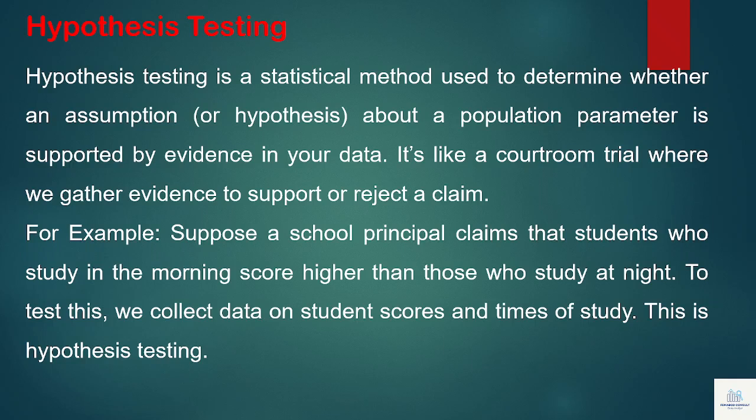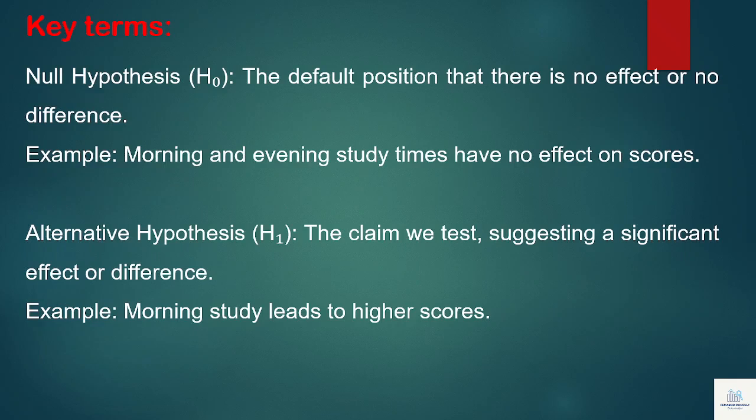So very important. Now, the key terms we'll be mentioning in the course of this training: we have the null hypothesis, and that's the default position stating that there is no effect or no difference. Example, morning and evening study times have no effect on scores. That's a null hypothesis. Now, the alternative hypothesis is just like the opposite of the null hypothesis. It is the claim being tested. It is suggesting that there will be a significant difference.